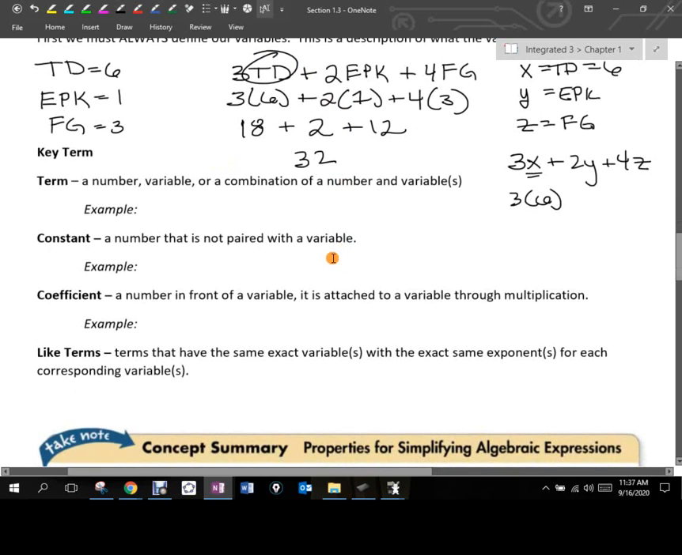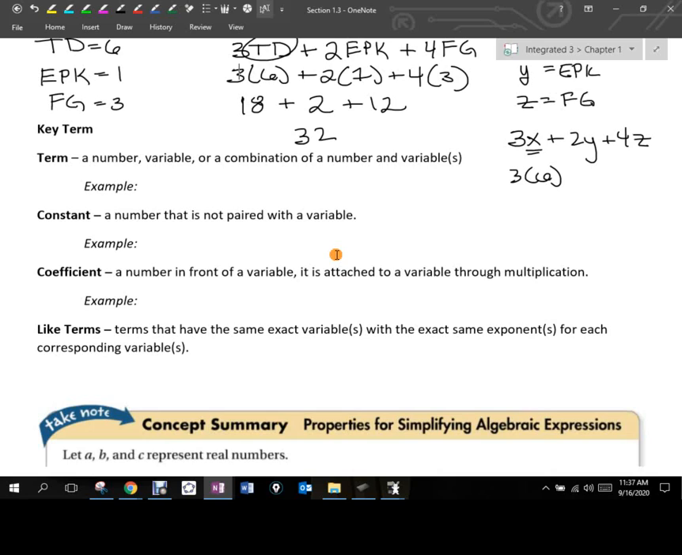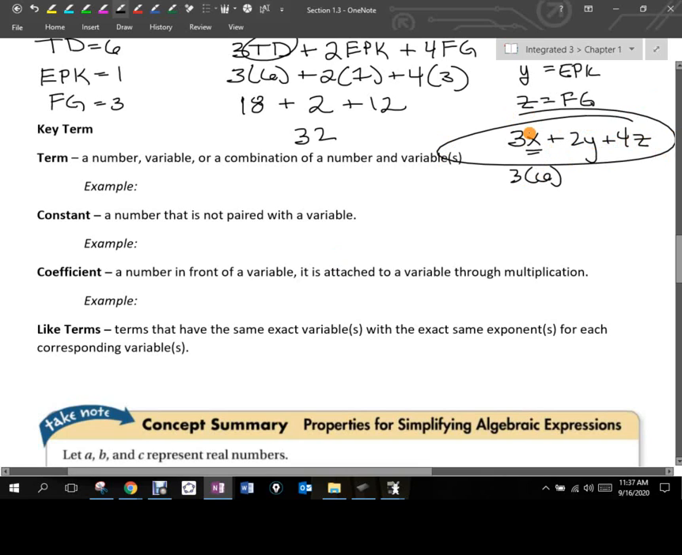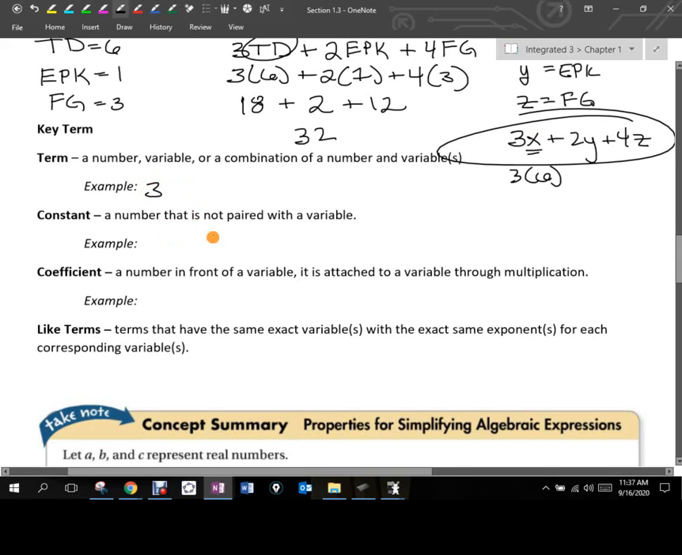Just some key terms before we get out of here. A term in algebra is just a number, a variable, or a combination of a number and a variable. Looking at 3x plus 2y plus 4z, that's an expression, but each of those individual things separated by a plus sign is referred to as a term. So 3x is a term. x is a term. Does that make sense?